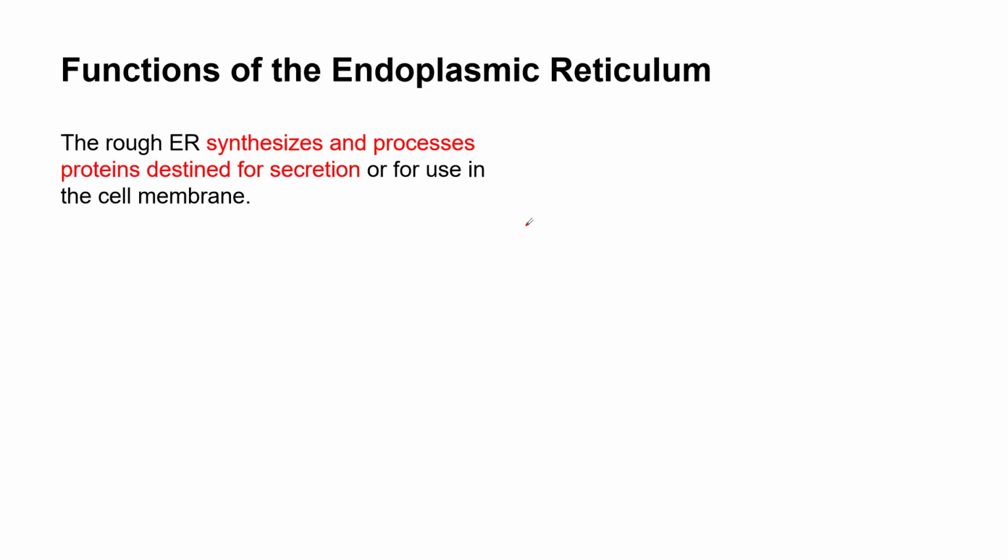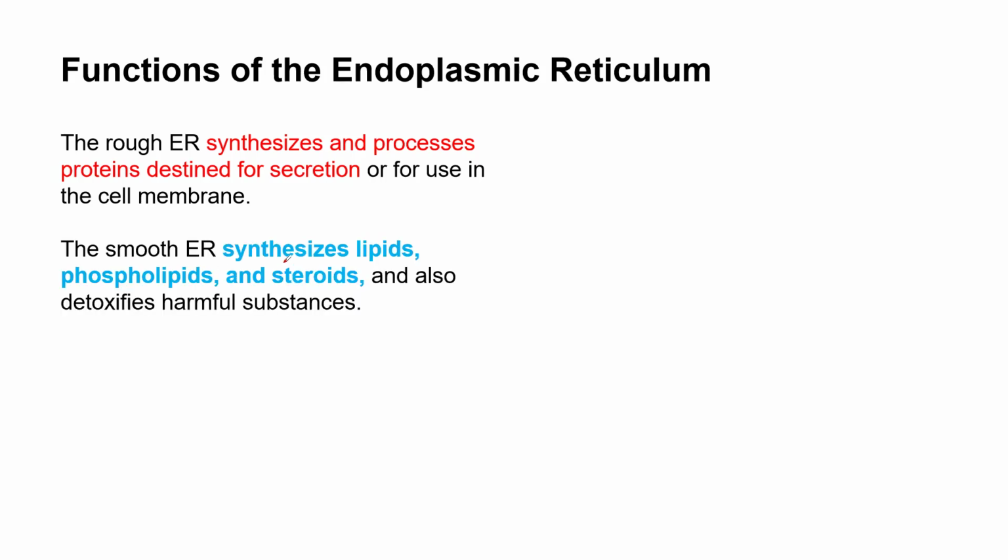So actually, ladies and gentlemen, what you need to know here is that in the case of rough endoplasmic reticulum, it is involved in protein synthesis and processing. So it synthesizes protein, and at the same time it processes the proteins which are ready for secretion or use in the cell membrane. And of course, the smooth endoplasmic reticulum is involved in the synthesis of lipids, phospholipids, and steroids. So the synthesis of lipids, phospholipids, as well as steroids, is known to take place in the smooth endoplasmic reticulum.